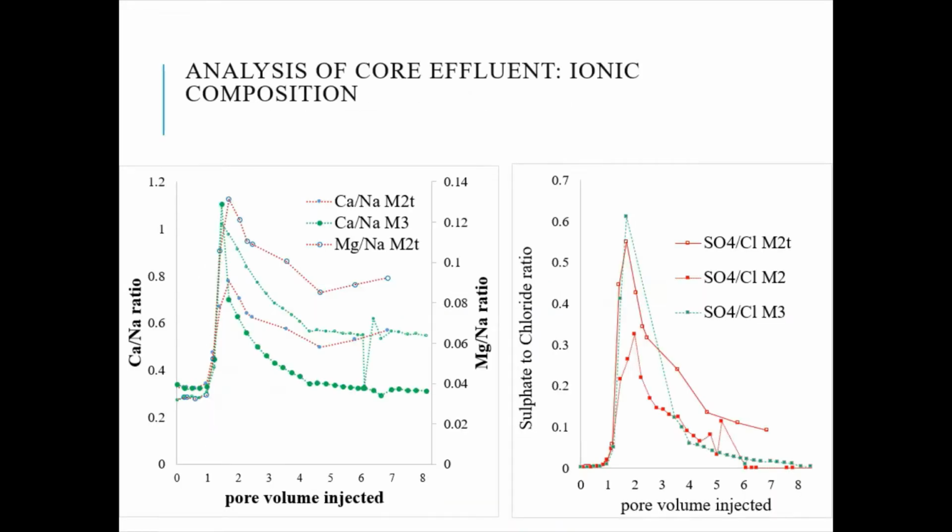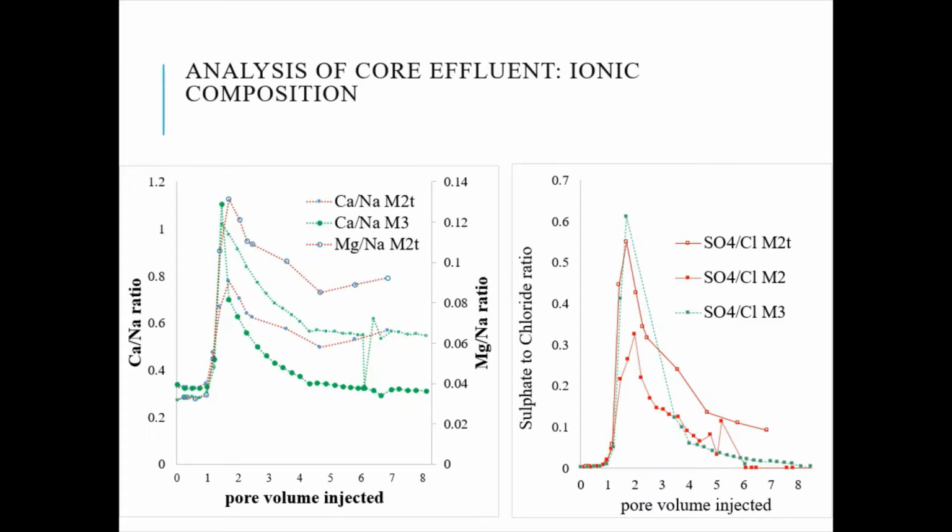In terms of the ionic interaction between the aqueous solution and the rock, here I have plotted the calcium to sodium ratio, the divalent divided by monovalent ratio. You can see that all the 3 cores have similar changes. They go up and then come down. Same trends in terms of the sulfate to chloride that we have plotted here.